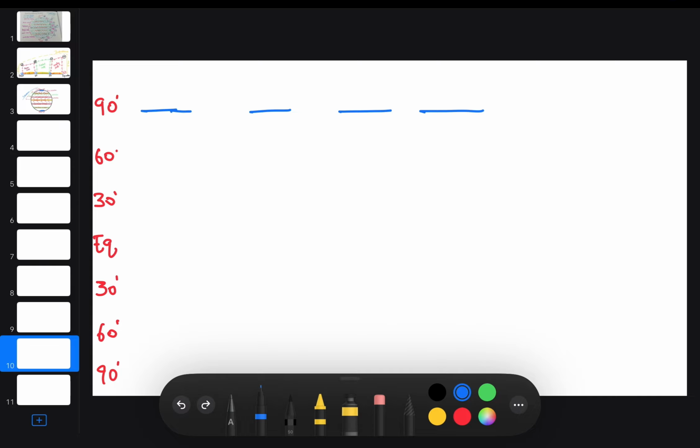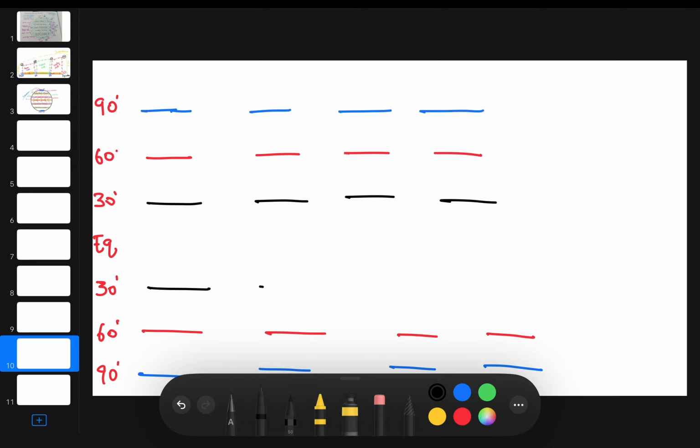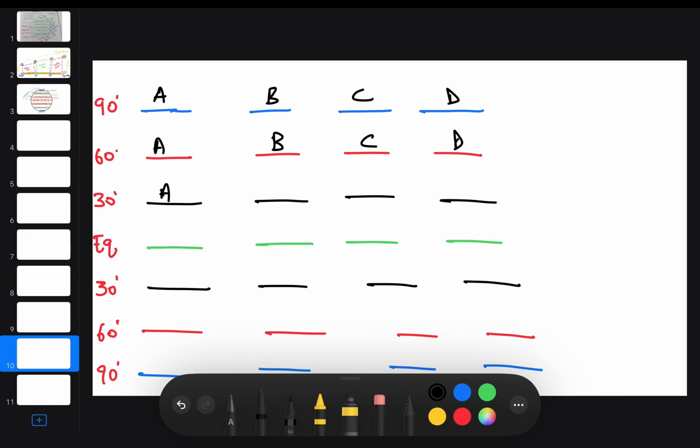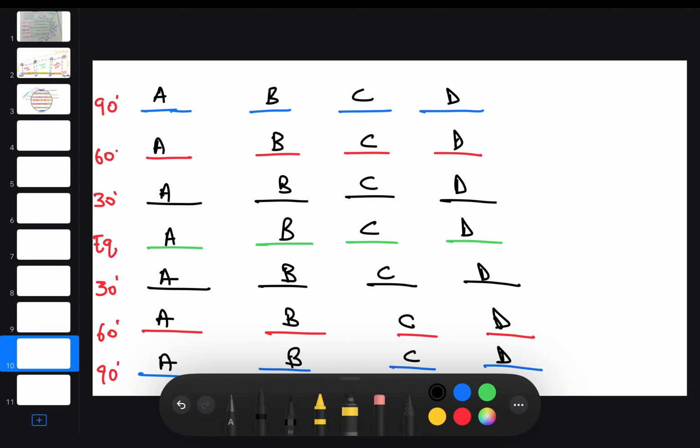Place A, place B, place C, and place D. These are the 4 different places on the earth having different latitudes and longitudes.